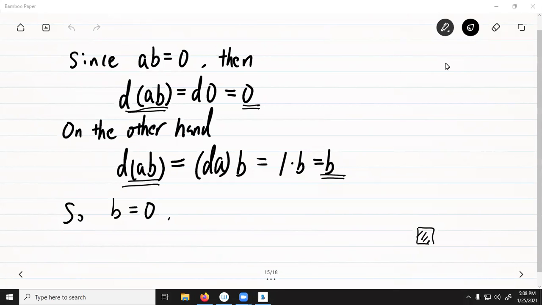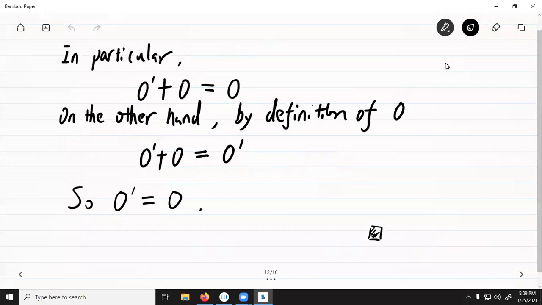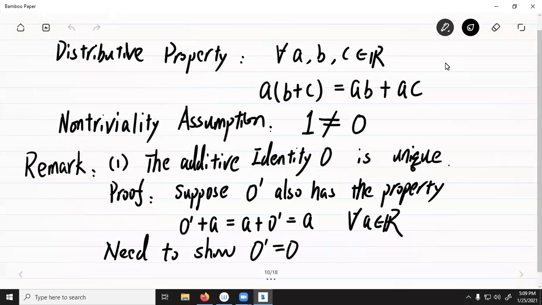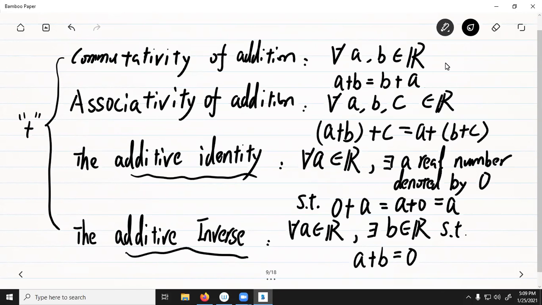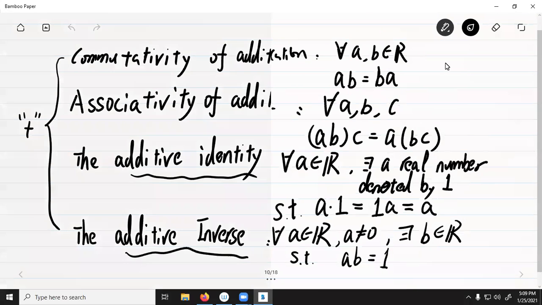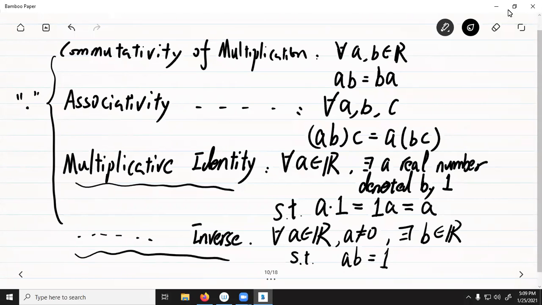So last time we talked about the field axioms, and we introduced several things. One is called the additive identity, right? One is called the additive inverse. And for the multiplication, we also introduced the multiplicative identity and the multiplicative inverse.